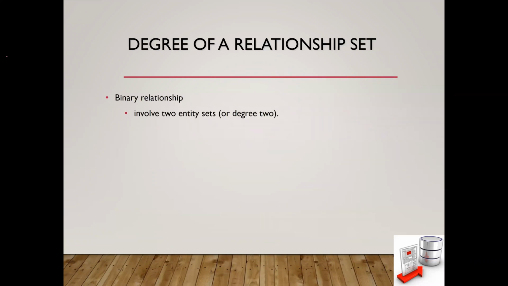Before we go into roles, let's see about degree of a relationship. Now, there are several kinds of relationships or several degrees of relationship. First, we will see the very simple one called binary. Now, imagine you have something like this. Go very simple. You have a student. You have an instructor.